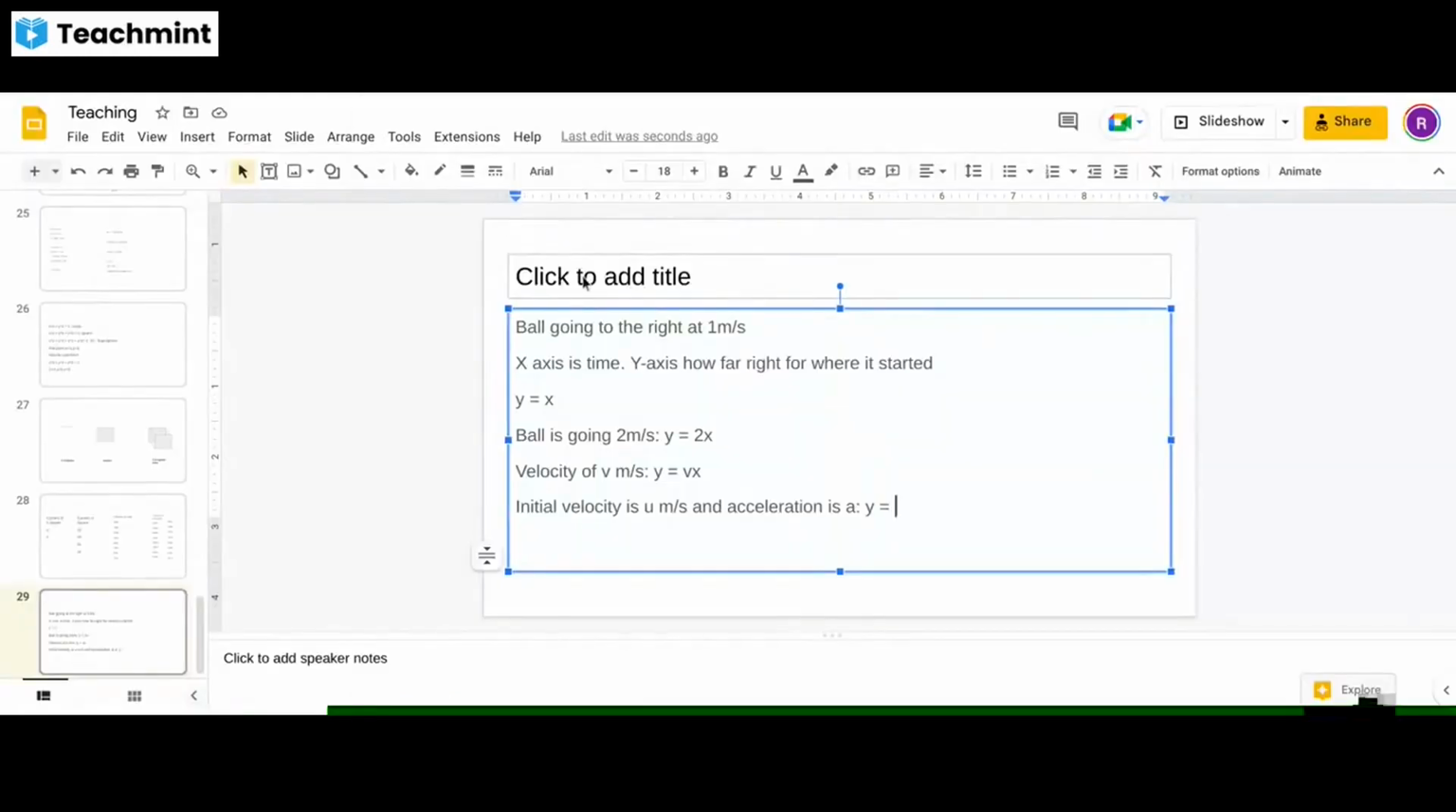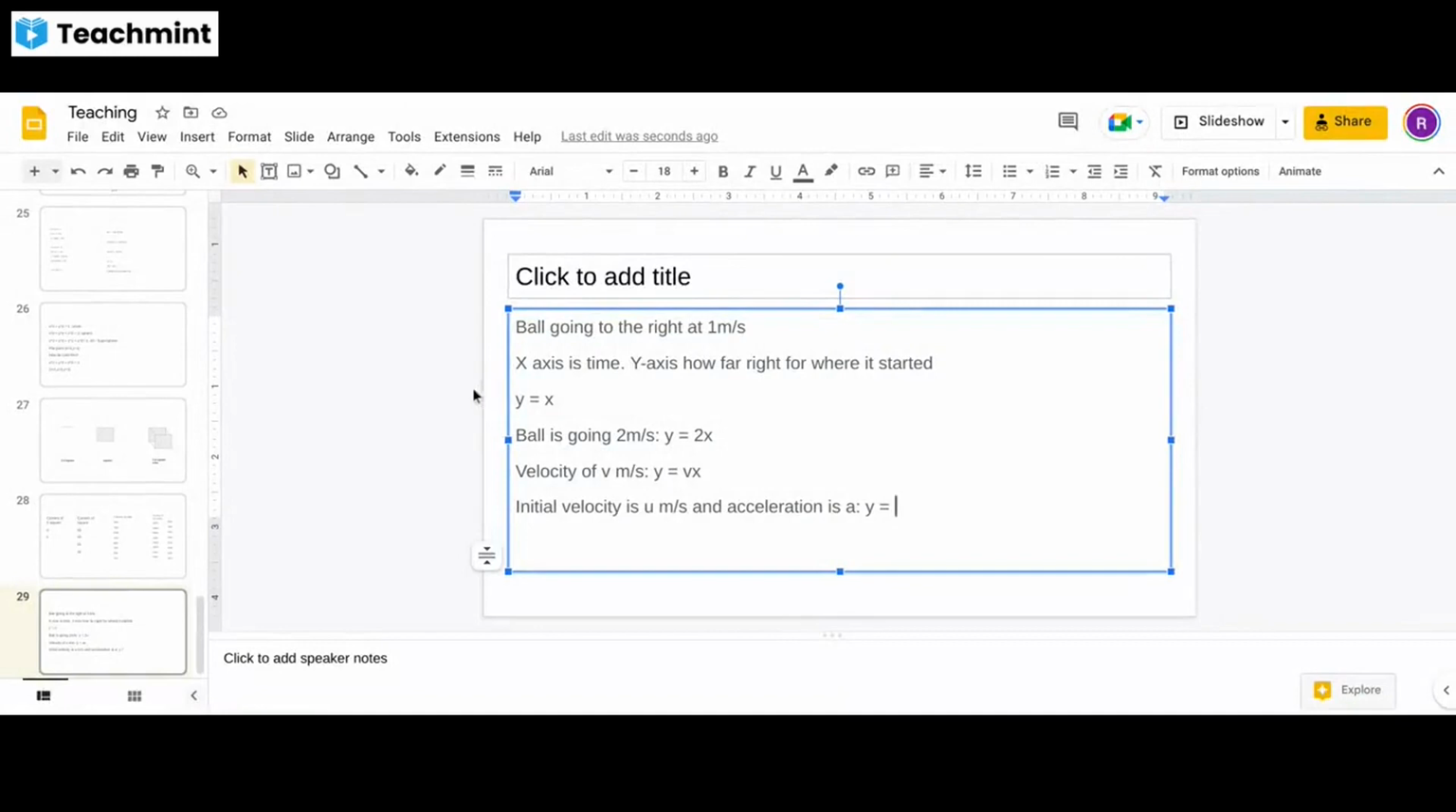So here I just wrote that a ball is going to the right at 1 meter per second. X-axis is time, y-axis is how far to the right it is. So if it's 1 meter per second, you get y equal to x. 2 meters per second, you get y equal to 2 times x. V meters per second, you get y equal to v times x. Now instead, if I have an accelerating object, that means it's not going at a fixed speed. Okay, it's not going at a fixed velocity. So starting velocity is u meters per second, and acceleration is a. Then can you tell me what is the distance after time t or after time x?